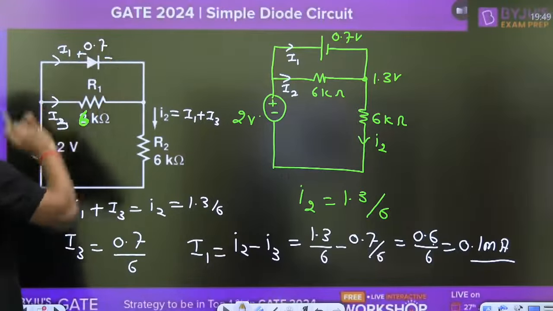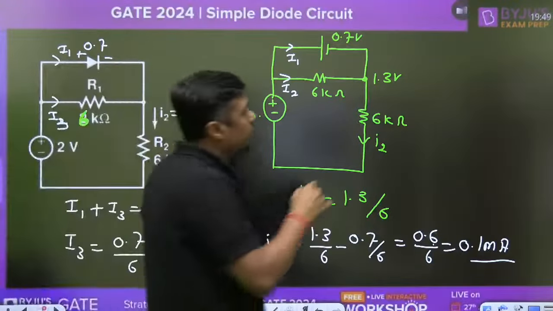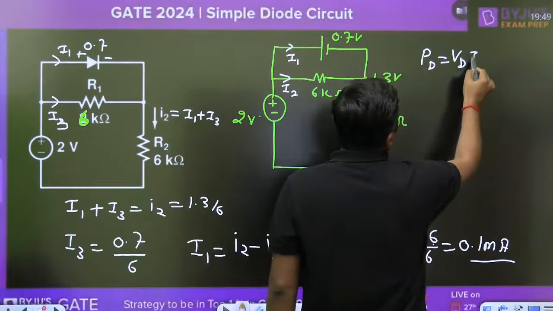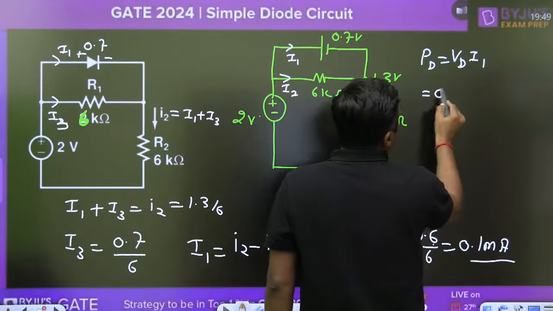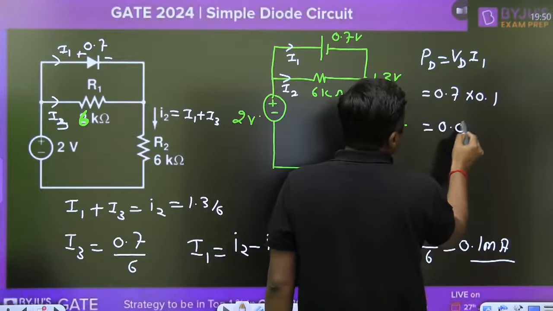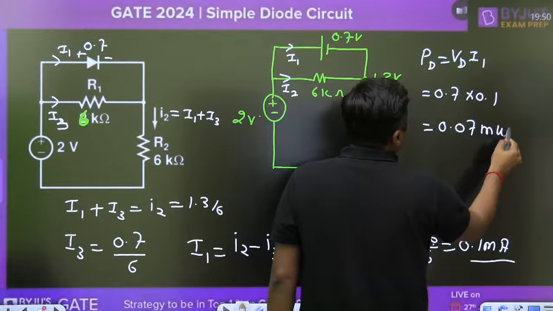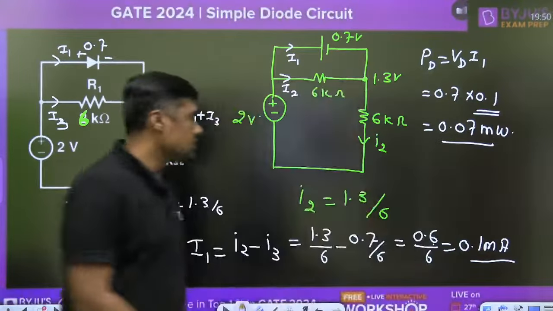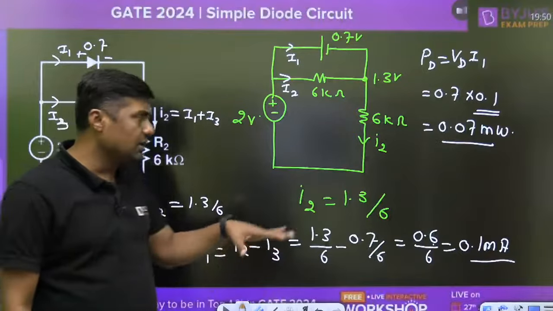If 0.1 milliampere is the current through the diode, then multiply it with 0.7 and you will get the power dissipation. So what is the power dissipation across the diode? The drop across the diode and the current through the diode. 0.7 into 0.1, 0.07 milliwatt. Why milliwatt? Because this current is in milliampere. Check my calculation. That is the method.